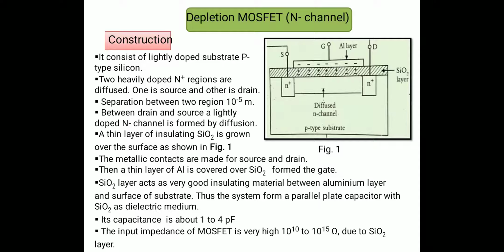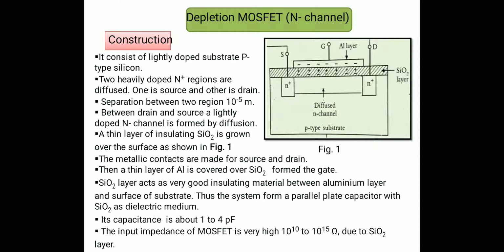Then a thin layer of SiO2 is deposited on the substrate as shown by the slanting lines. Then two holes are drilled through the SiO2 layer to have external connections for drain and source. The separation between drain and source is of the order of 10 to the power minus 5 meter. Then on the SiO2 layer, a thin metallic aluminum layer is deposited in between drain and source. It is called the gate.